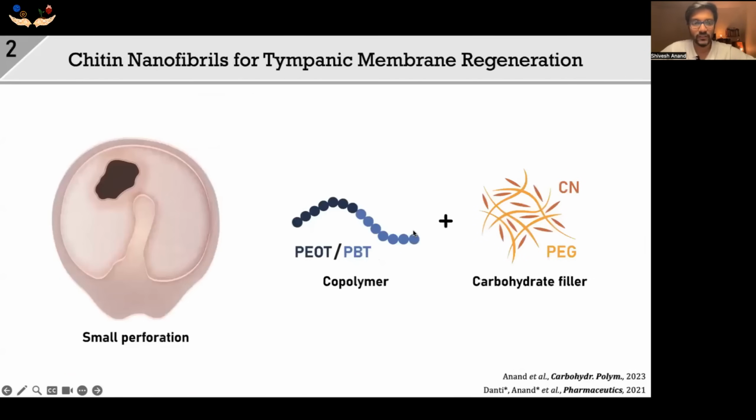The next part was to expand the biomaterials that have been used for tympanic membrane reconstruction. We used PEOT-PBT copolymer as the base material previously.